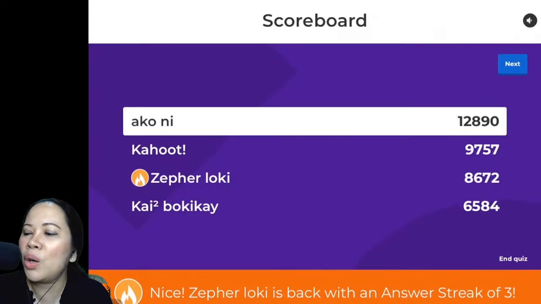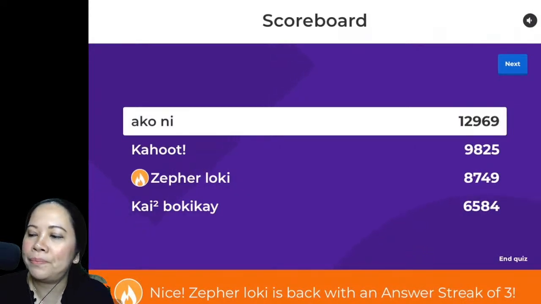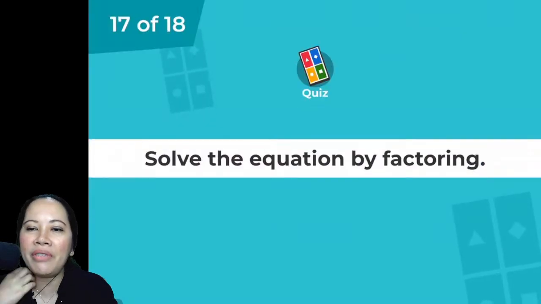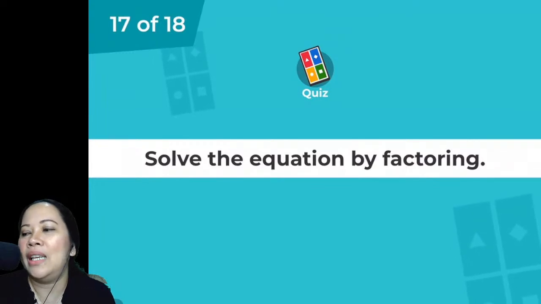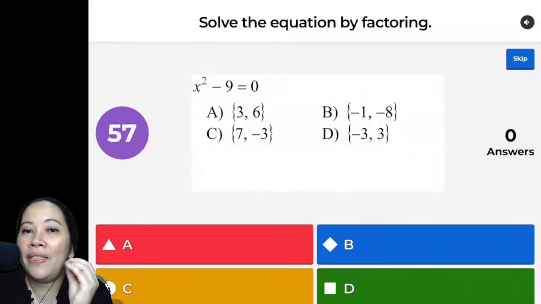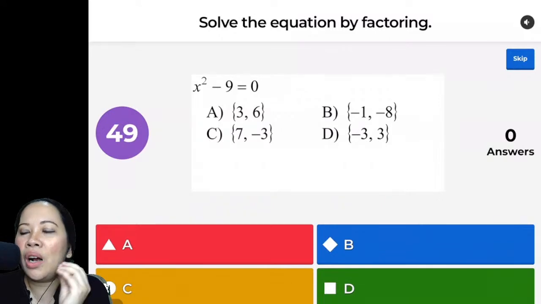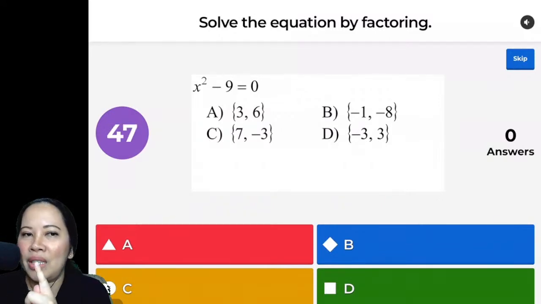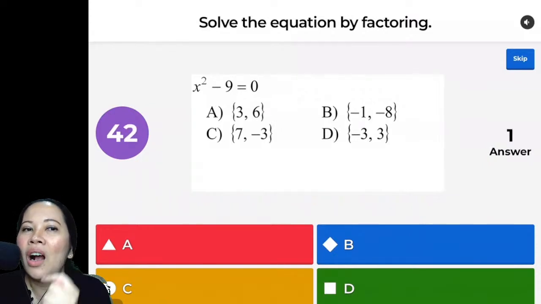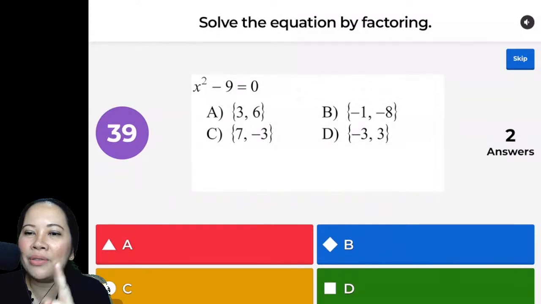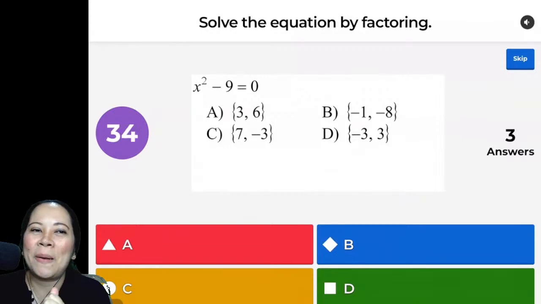We're almost done. Two more questions before we end tonight. Alright, number 17. Solve the equation again. That is x squared minus 9, which is difference of 2 squares. What is the root of 9? That is your answer on the choices. And remember, difference of 2 squares is plus and minus.